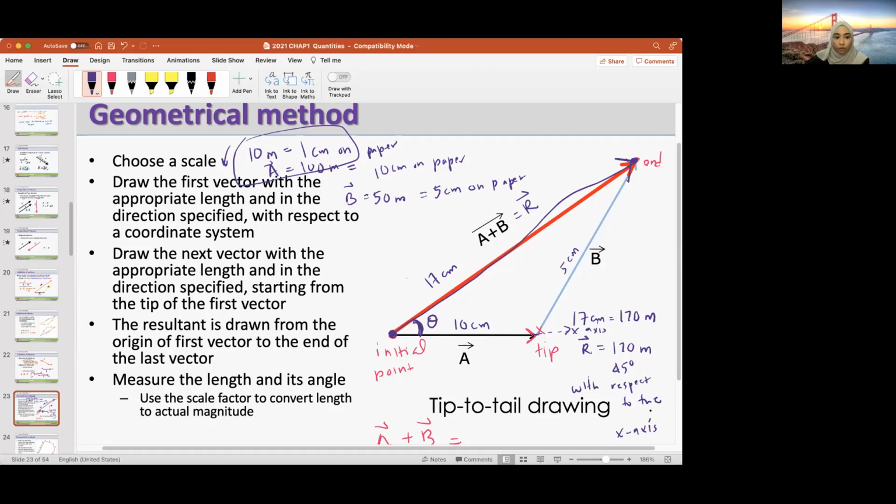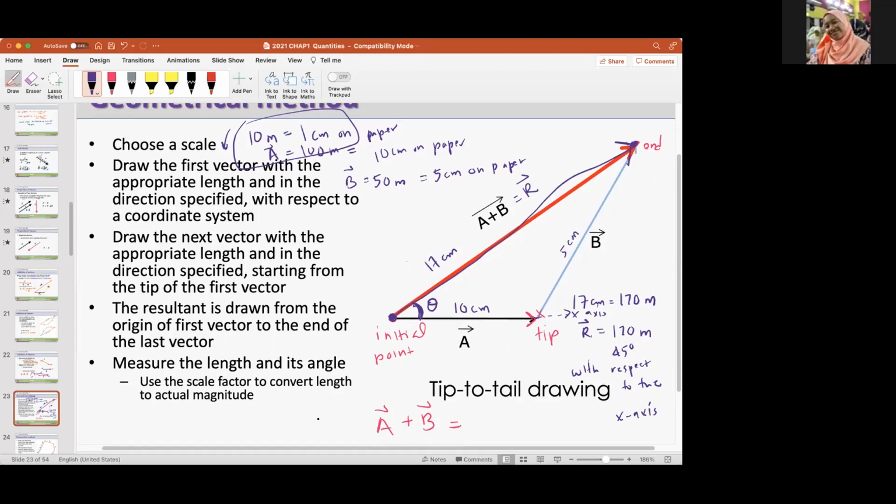Okay, is everyone okay so far about the tip to tail thingy? Yes. Any questions? Okay, no question, eh? Okay.